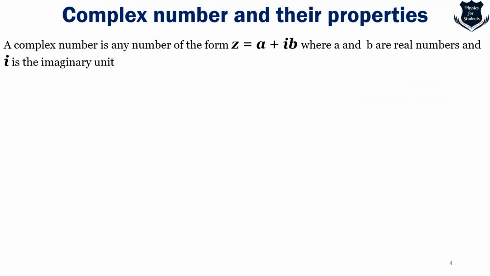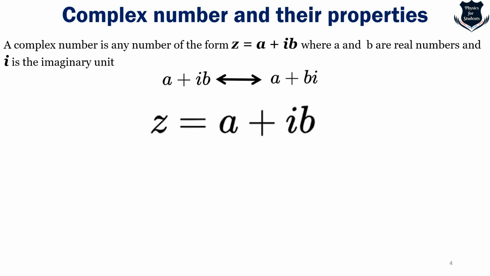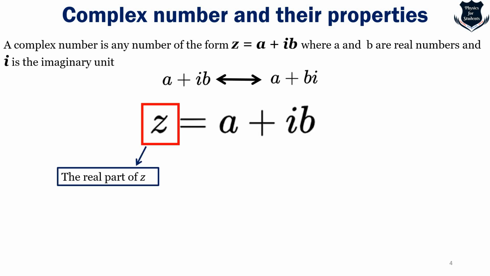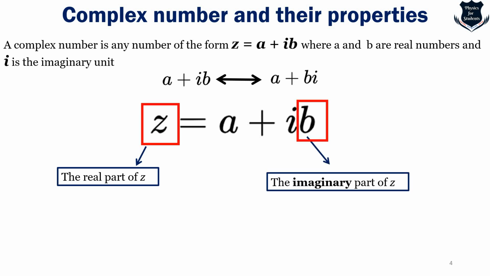In general, a complex number is any number of the form z = a + ib, where a and b are real numbers. You might have found that a + ib and a + bi are both used interchangeably in certain areas of mathematics and certain books, but it doesn't matter, it actually means the same. If you take a number like this, z = a + ib, then we mean this one to be the real part of z and this is the imaginary part of z.